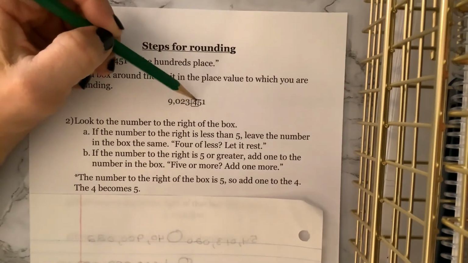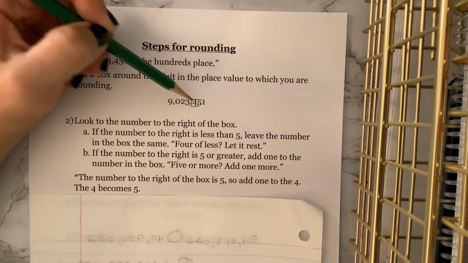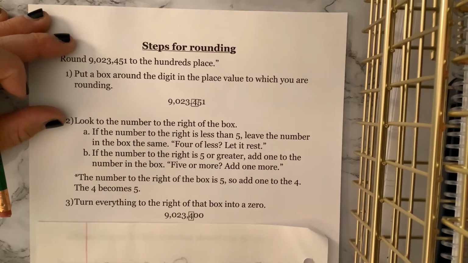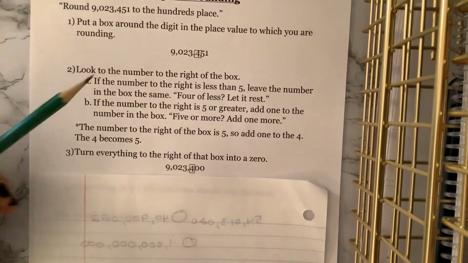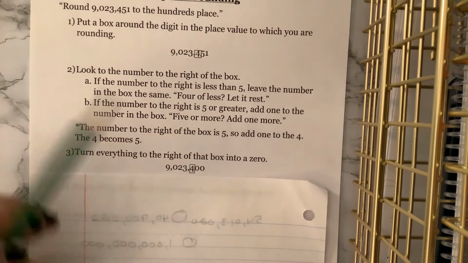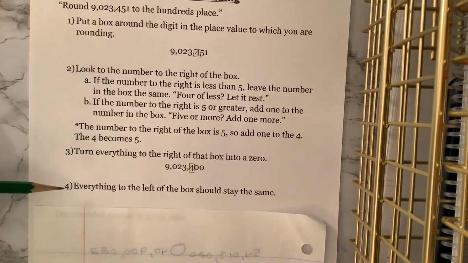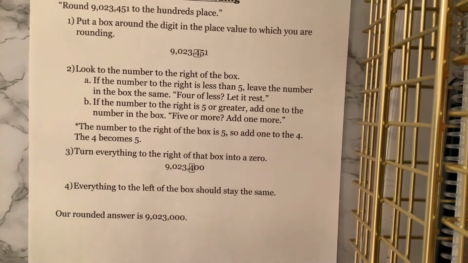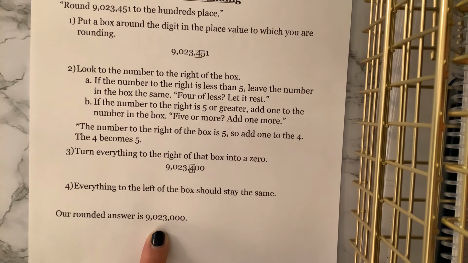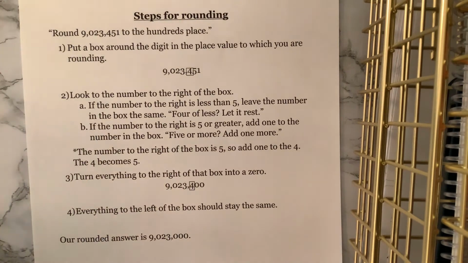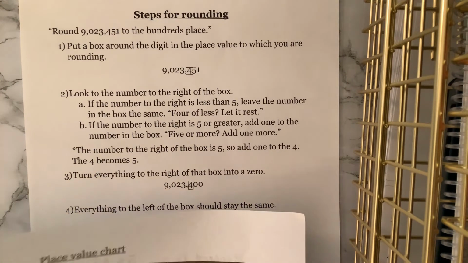So if we're looking at this number 4, we look to the right, it's a 5. 5 or more, add 1 more. So we're actually going to add 1 to this 4. So the 4 becomes a 5. Step 3 is to turn everything to the right of that box into a 0. Step 4 says that everything to the left of the box should stay the same. So our rounded answer is 9,023,000.